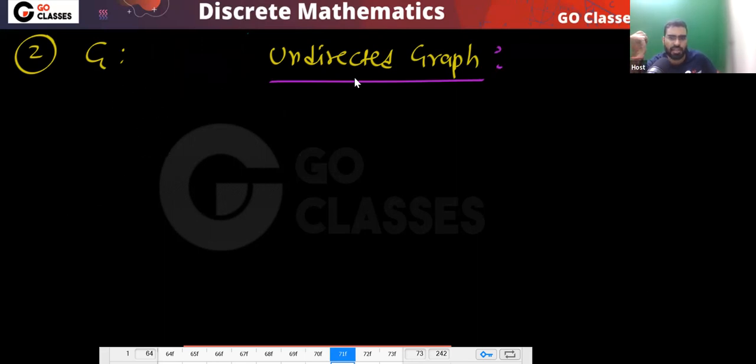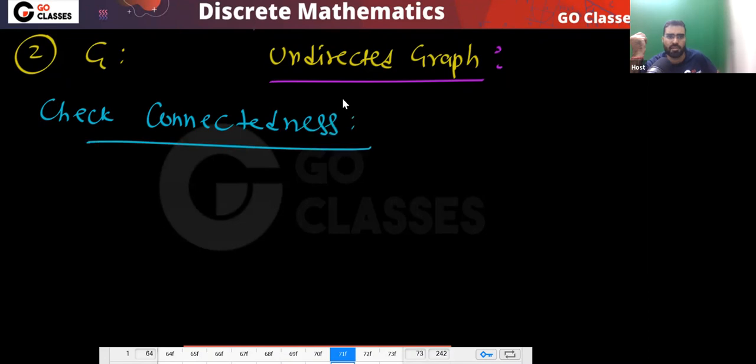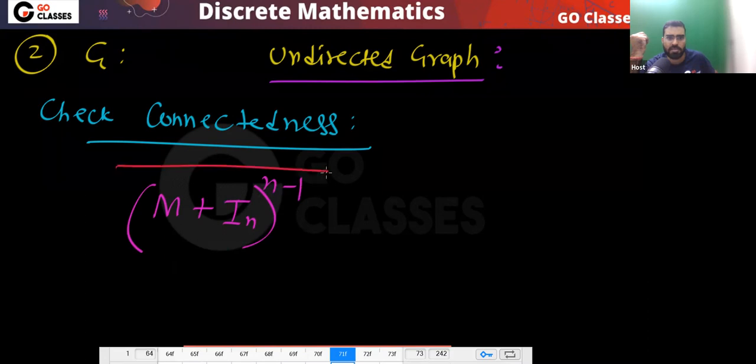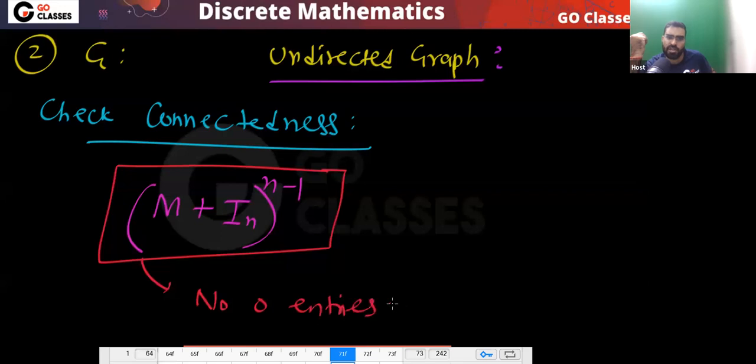What was the property? How do you check connectedness? Tell me the smart method. Add self loops, yes or no? Adding self loops was the smart method. So you calculate the adjacency matrix plus the identity matrix, power n minus 1. In this, if you have no zero entries, then it is connected, and connected means no zero entries. Right? Do you remember this method?